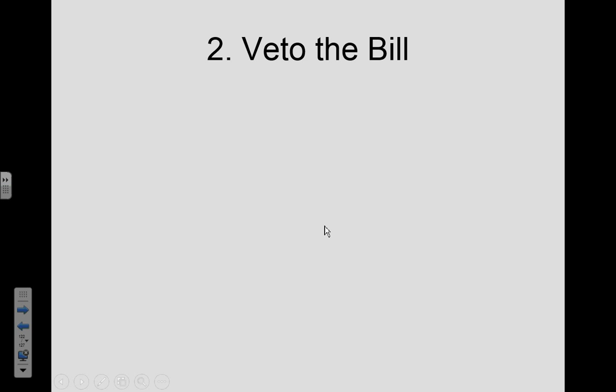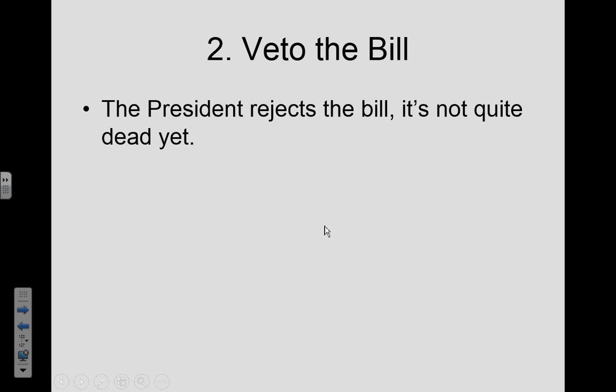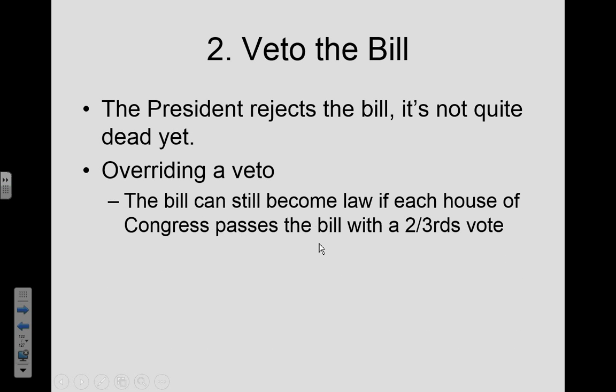A second option the President has is to veto the bill. Now, the veto of the bill is the President rejecting the bill. If the President rejects that bill, the bill does not necessarily die because a veto can be overridden. To override a veto, after a President vetoes a bill, it can go back to both houses where they can re-vote on the bill. And if they can pass that bill with a two-thirds vote of the House, and then again a two-thirds vote of the Senate, that bill becomes law even though the President vetoed the bill. That's known as overriding a veto. It doesn't happen much, but it is an option that Congress has.